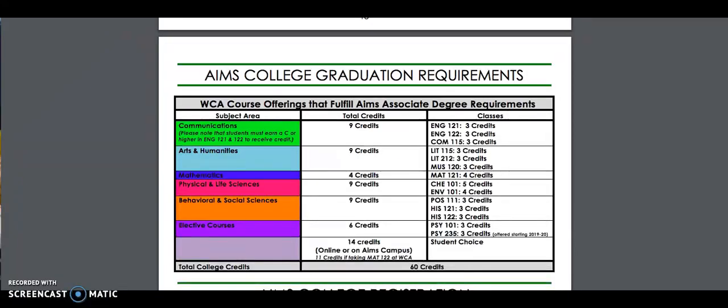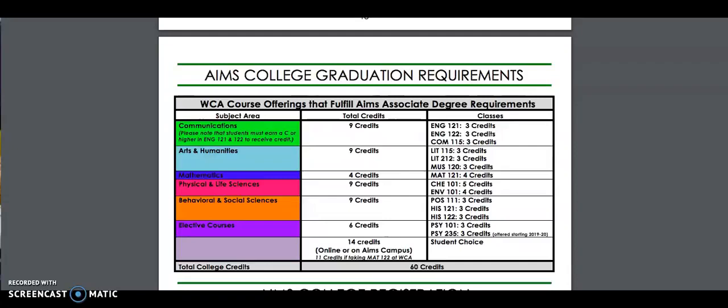Okay, here we are on page 19 where we see the Ames College graduation requirements. So this is another separate set of numbers that you have to keep track of if you are taking college classes and you are trying to pursue an associate's degree while you're here at WCA. In order to get an associate's degree, you have to have 60 credits. Now, a lot of the classes that you will take, any of the Ames classes you take at our school, are going to count both for high school and toward your Ames degree. And the college credit system is slightly different.